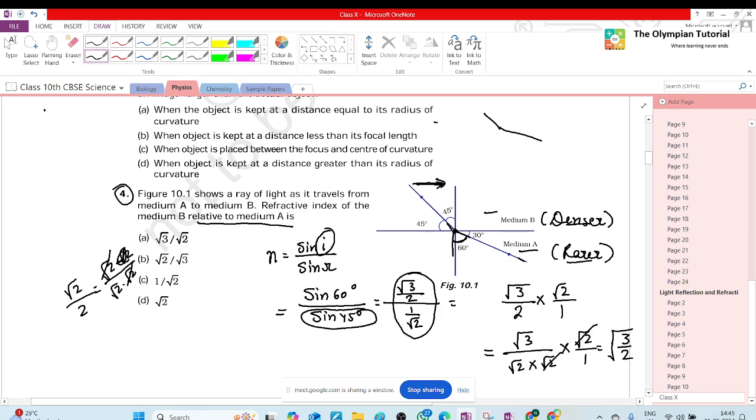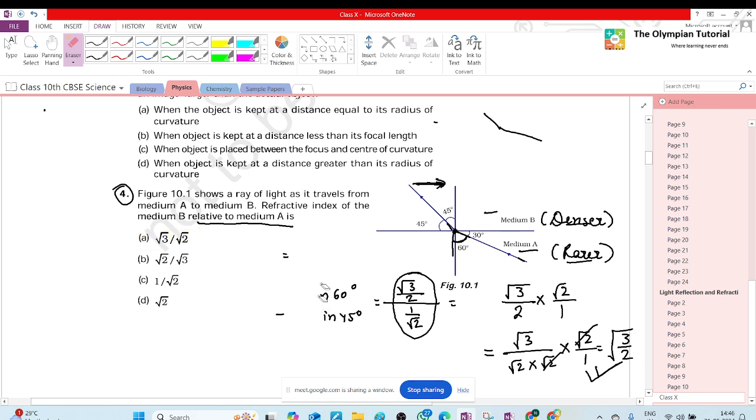Ma'am, even if I don't write it this way and I cancel root 2 with 2, I get root 3 by root 2. Yes, no problem. Again, I can write it as root of 3 by 2. Yeah, you can. So the correct answer is option A. Ayukta, you got it or not? Yes, ma'am, I have it all.